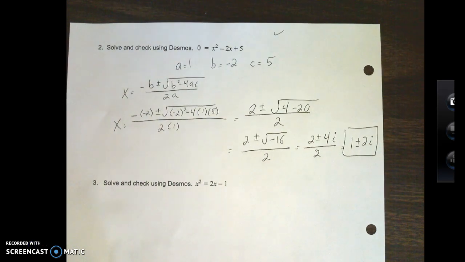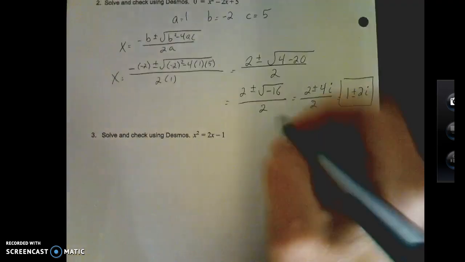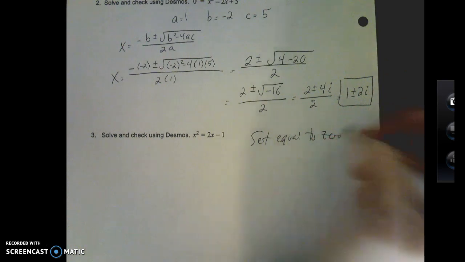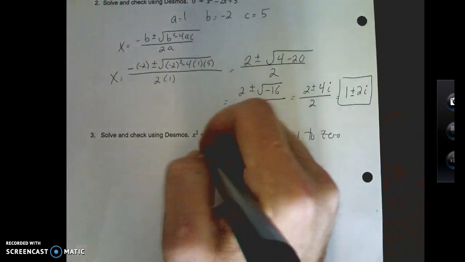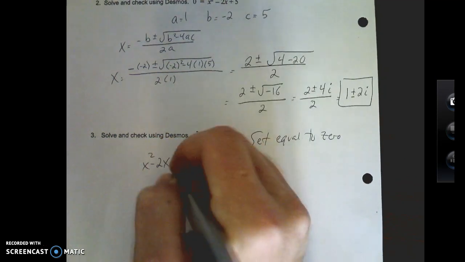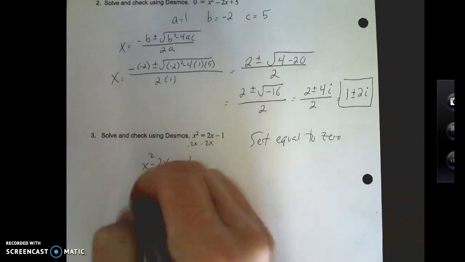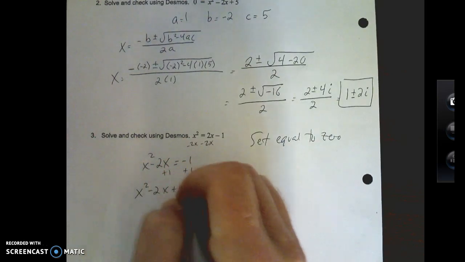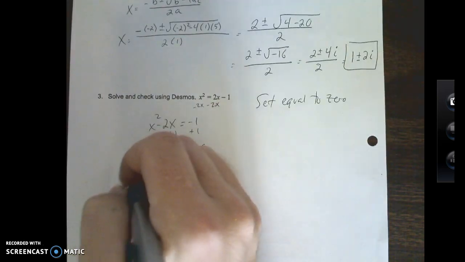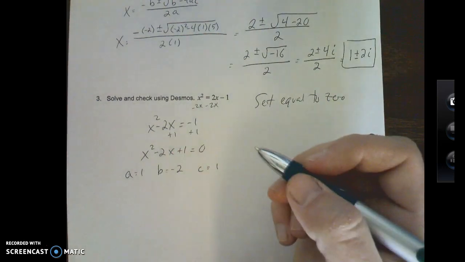All right guys, the last problem here then. x squared equals 2x minus 1. So get it set equal to 0. I have to subtract 2x from both sides, and then I want that negative 1 over, so I'm going to add the 1 over. All right, now I'm ready to start. So I have A equals 1, B equals negative 2, and C equals 1.